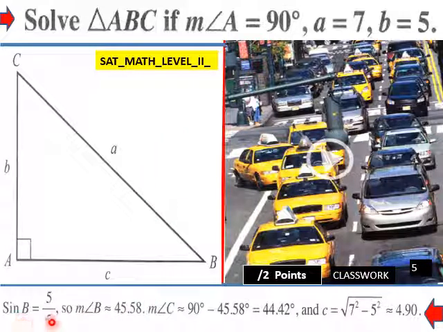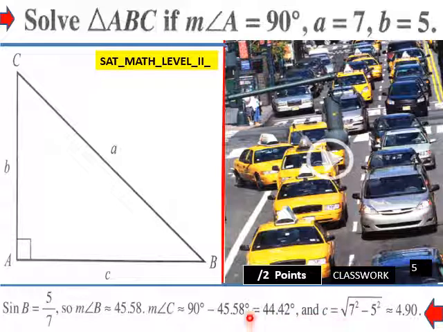So sine B, in this case here, the sine of B will be 5 over 7. So the measure of angle B will equal 45.58 when we take the inverse of that. And then the measure of angle C, by using elimination here, will be 44.42 degrees.